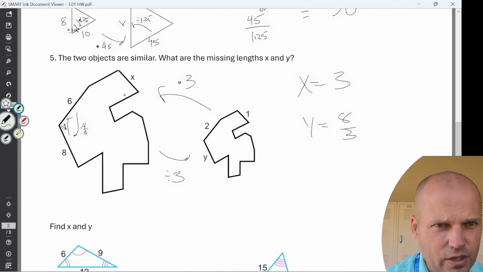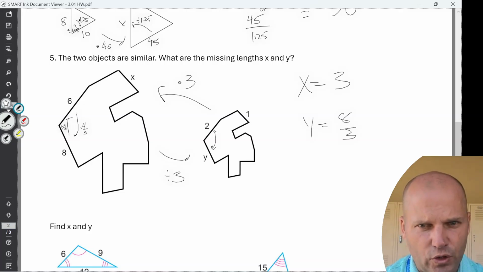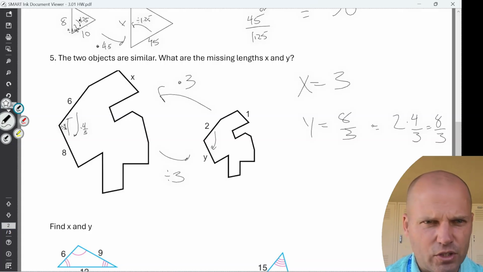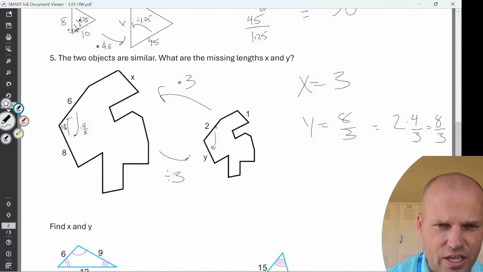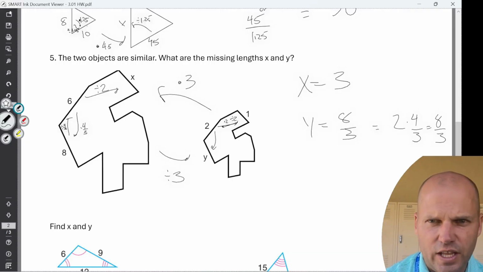What's another way to do it? You could say 2 times 4/3 will be y, and that's 8/3. And what's another way to find x? You could see the small object, you have 2 to 1. So you can either multiply by 2 to get the bigger side or divide by 2 to get the smaller side. So there's another way. 6 divided by 2 gives you that x of 3.